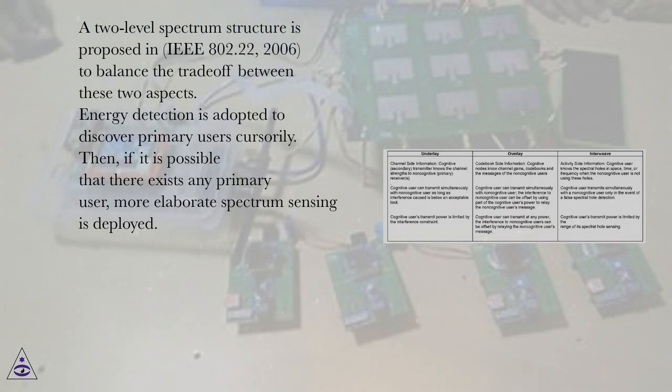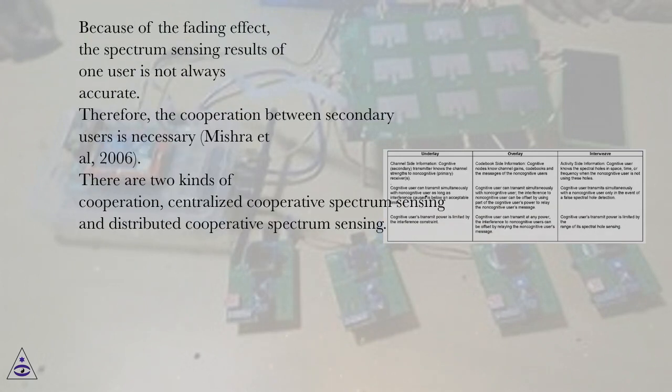Energy detection is adopted to discover primary users cursorily. Then, if it is possible that there exists any primary user, more elaborate spectrum sensing is deployed. Because of the fading effect, the spectrum sensing results of one user is not always accurate. Therefore, the cooperation between secondary users is necessary, Mishra et al., 2006. There are two kinds of cooperation: centralized cooperative spectrum sensing and distributed cooperative spectrum sensing.